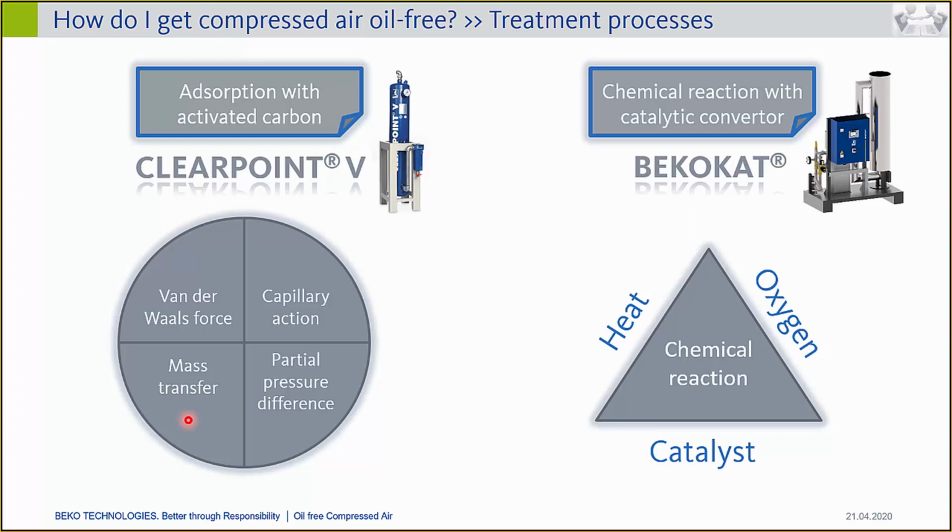And last but not least, it's the partial pressure difference. You could say that's the key word for why that process works anyhow. The partial pressure difference is the driving force to move the mass. In the scenario of oil vapor treatment, this force is very small, because the difference of partial pressure of oil vapor in the airstream compared to the amount in the activated carbon is very small. There's not such a big gap as in a desiccant dryer, for example.